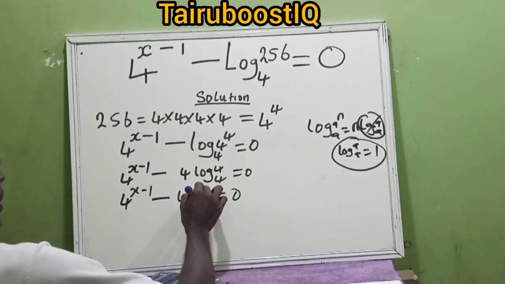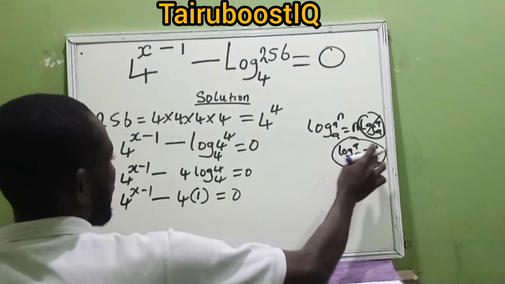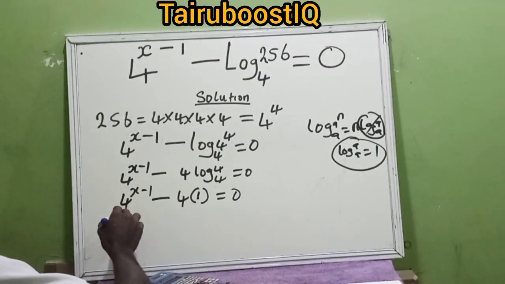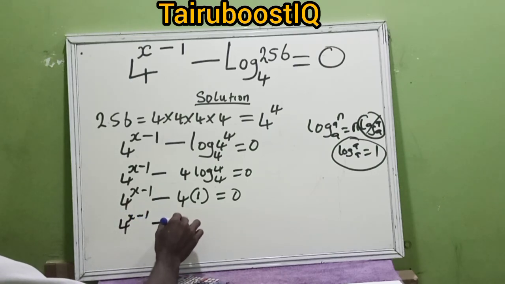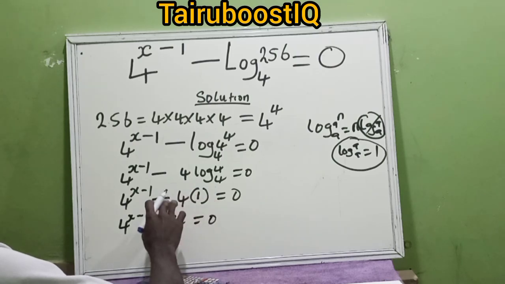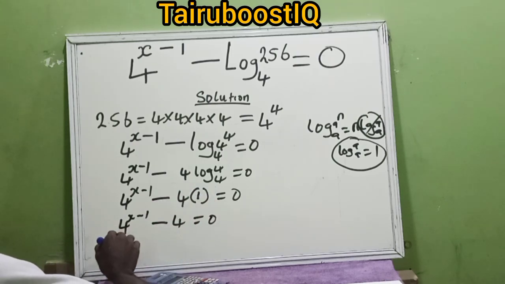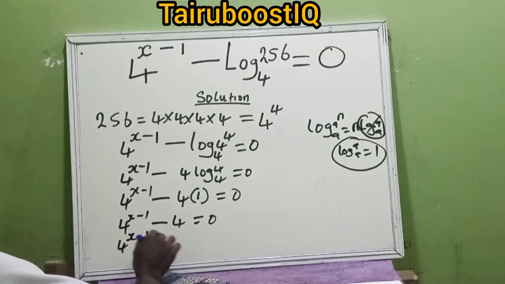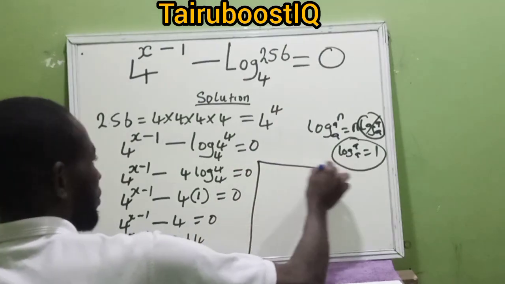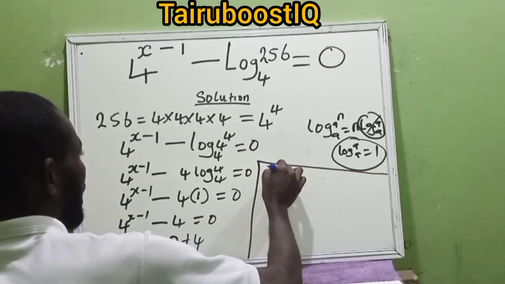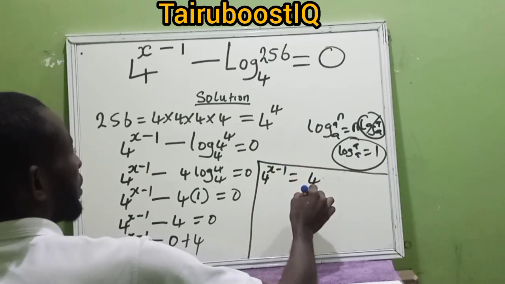Do you know how this came about? Logarithm of the same base is equal to 1. So at this point, we are going to have 4 raised to power x minus 1 minus 4 is equal to 0 as a result of minus 4 times 1. Then we can now have 4 raised to power x minus 1 is equal to 0 plus 4. Alright, so at this point we are going to have 4 raised to power x minus 1 is equal to 4.